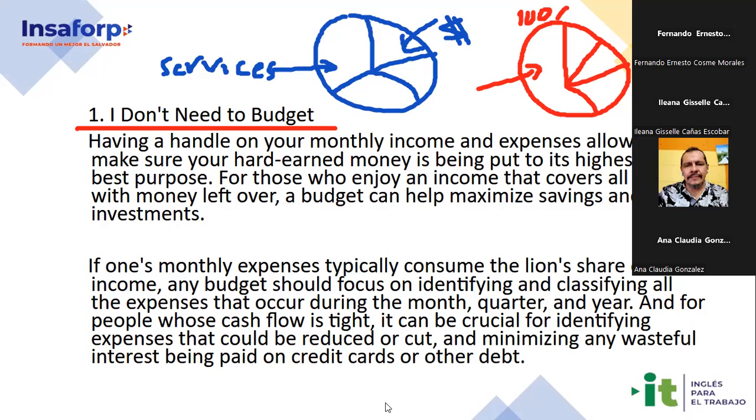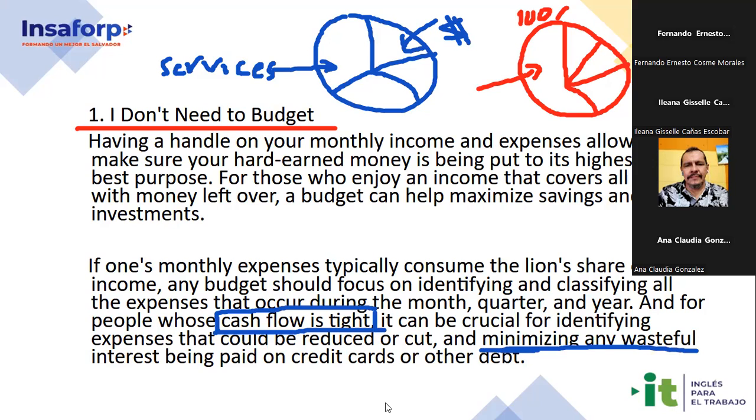So you can do this in order to reorganize your life. For example, if you are in the blue square, you identify the expenses that you could reduce, and obviously, at the end, minimize any wasteful spending, any debt, whatever you can do.